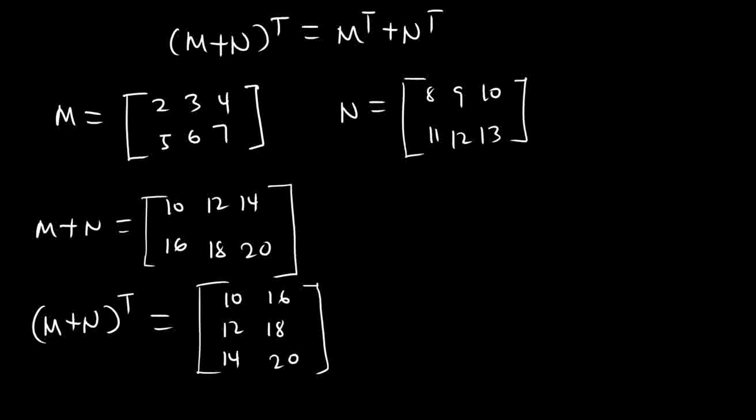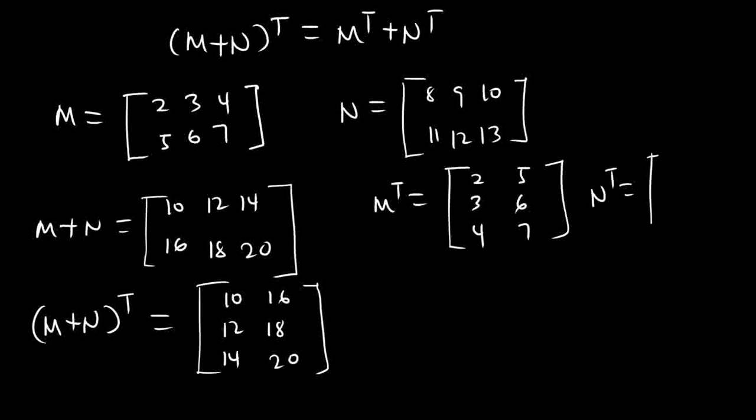So now let's take the transpose of the matrix M. Okay, so let's take the transpose of what, the matrix M. When I take the transpose of the matrix M, I will have 2, 3, 4, and then 5, 6, 7. And then for the transpose of the matrix N, I will have 8, 9, 10, and then 11, 12, and then 13. Okay, so let's add these two values.